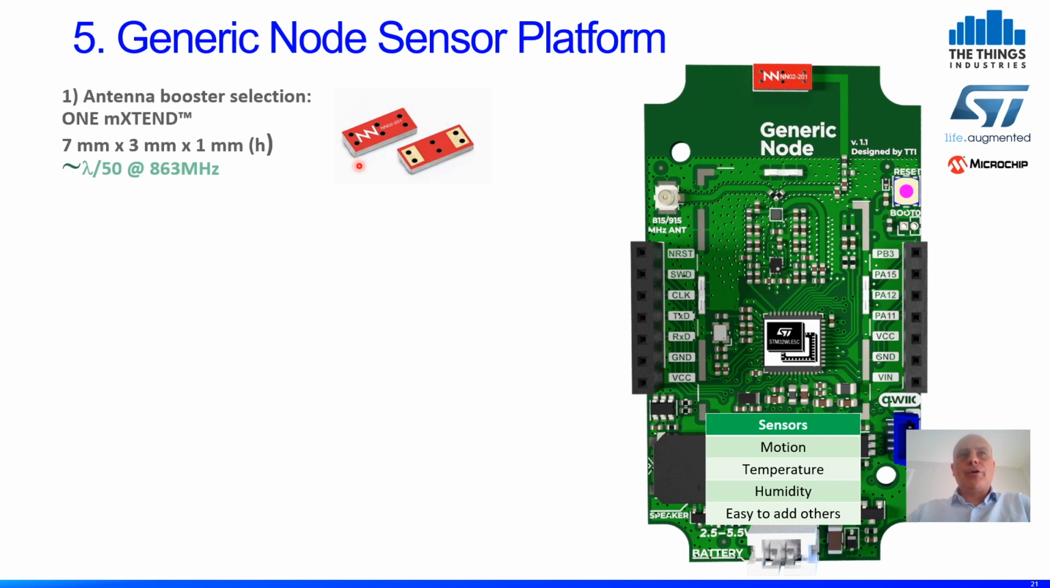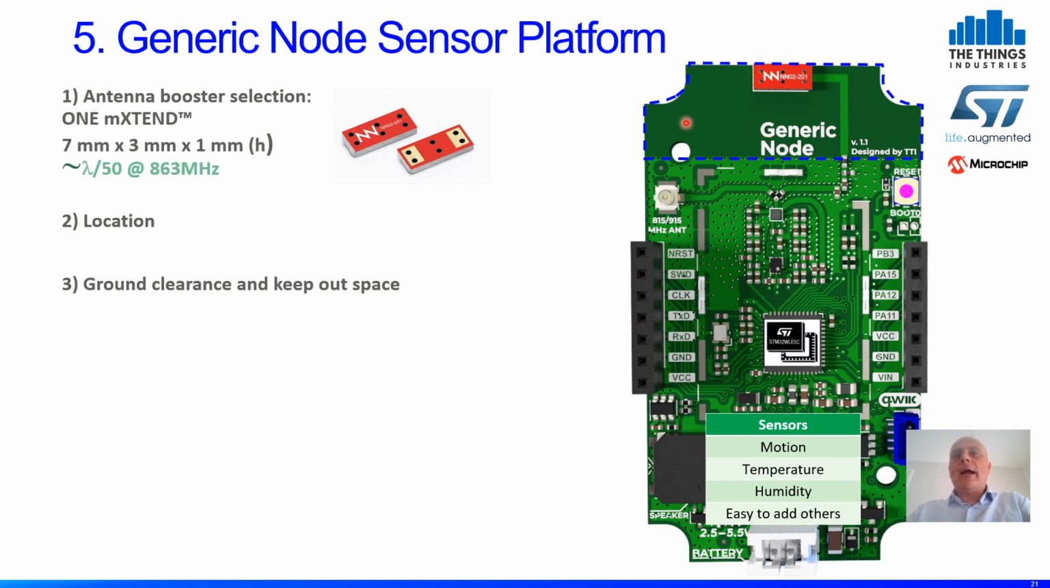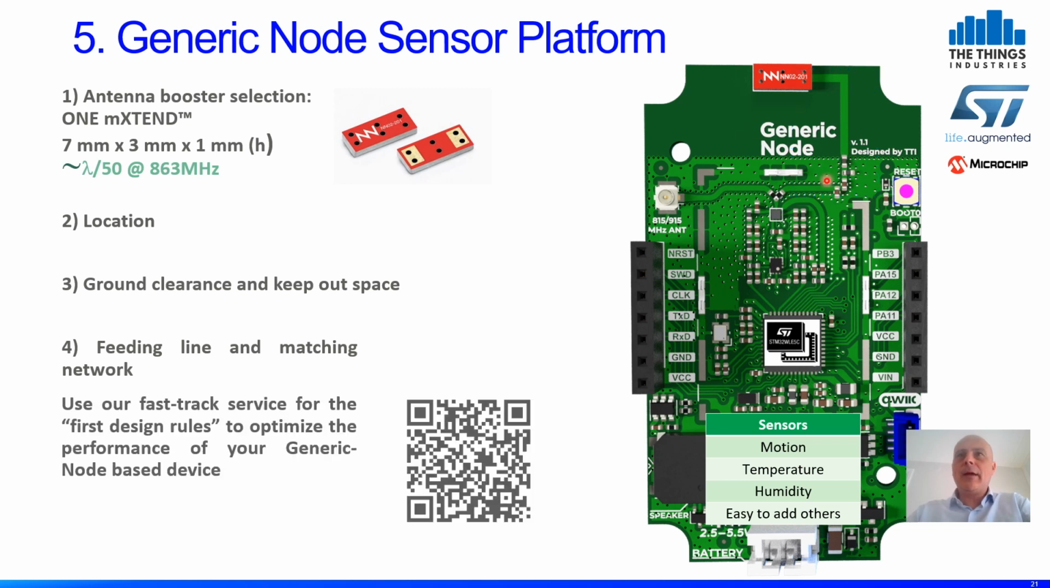First, we have the antenna booster. It's very small, only 7 by 3 by 1 millimeter. The location of the antenna booster usually should be at the top edge and close to the corner of the ground plane, with a clearance area, you can see in this blue area, free of any metallic component, not only on top, but at any layer of the PCB. Then you have to include a feeding line that goes to the ground plane where you have the matching network components and a 50 ohm transmission line that reaches the front end module part.